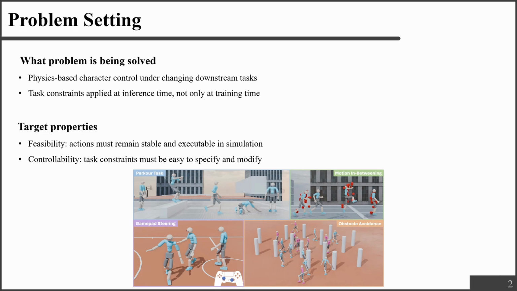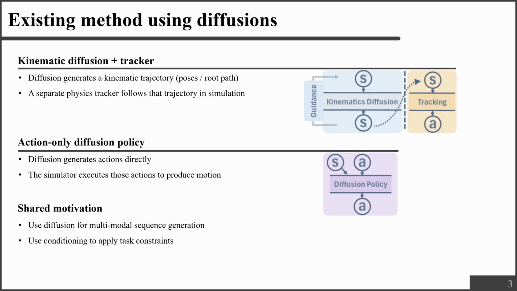At the same time, interactive tasks require controllability. Examples include changing a target location, adding obstacles, specifying a path, or setting keyframes. The central goal here is not only producing realistic motion, but supporting task changes that add inference time without retraining a new policy for each task.